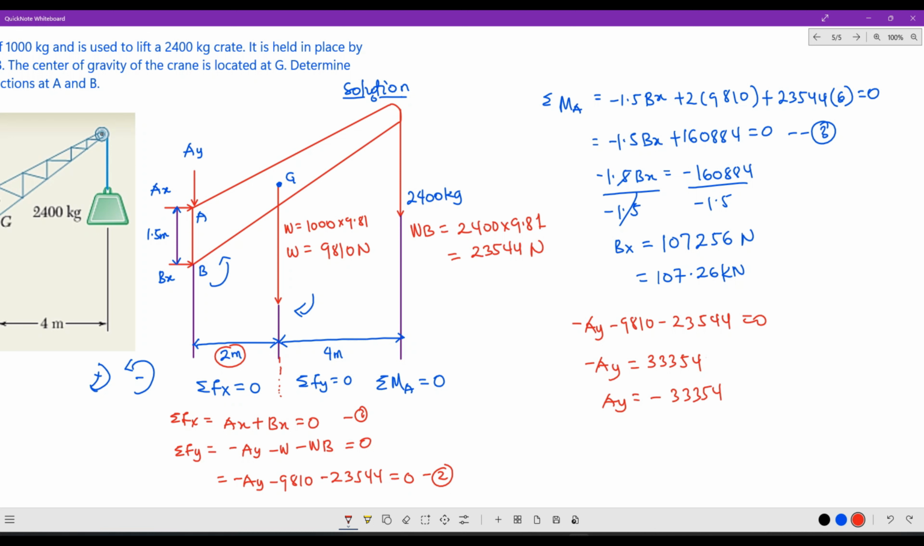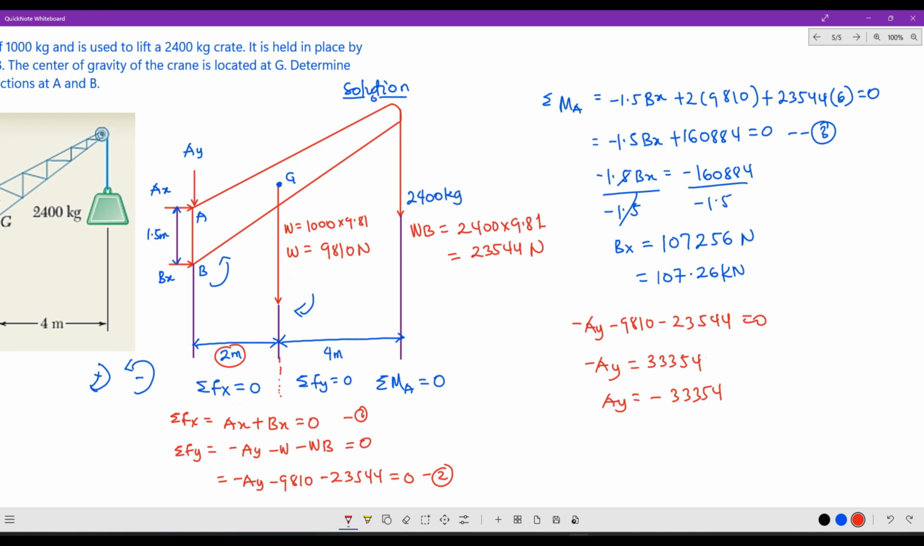So you got negative, which means that the direction you chose is correct. You can choose any direction for the reaction forces; your answer will confirm that. If you look at BX also, we chose the positive x axis direction, then you got a positive answer, so that also confirms that that's our direction. And if you choose the negative axis direction also, the answer will have to confirm it.